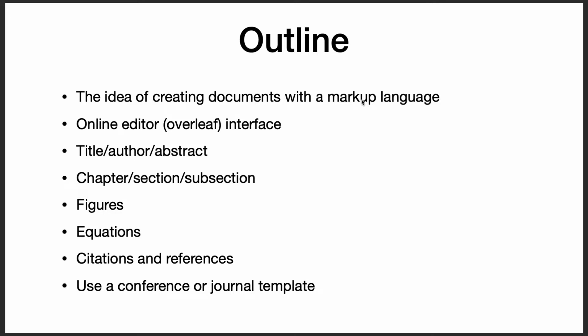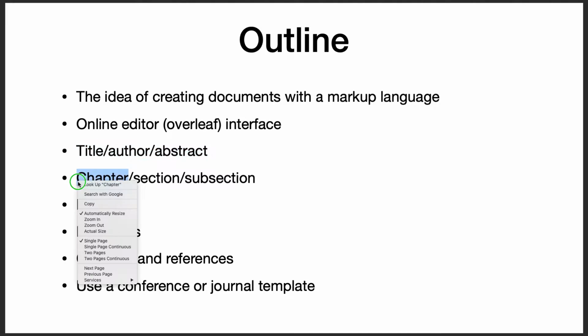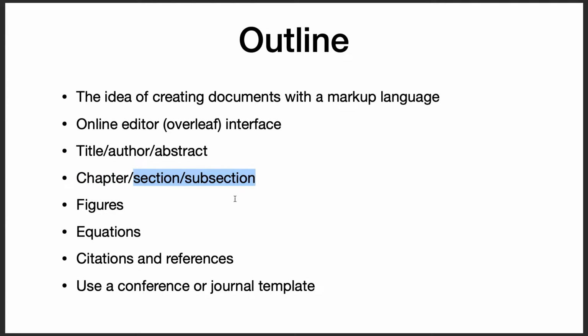Then the rest is about specific parts of the paper or report you might come across. How do I add a title and abstract to my report? Then I want to create chapters, which is probably for the thesis, but definitely you'll have sections, subsections, and want to add some figures. And as people mentioned already, you want to have some math in your report, which are equations, and then the citations and the references.